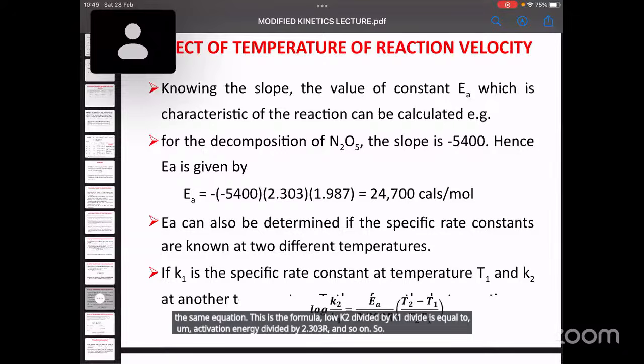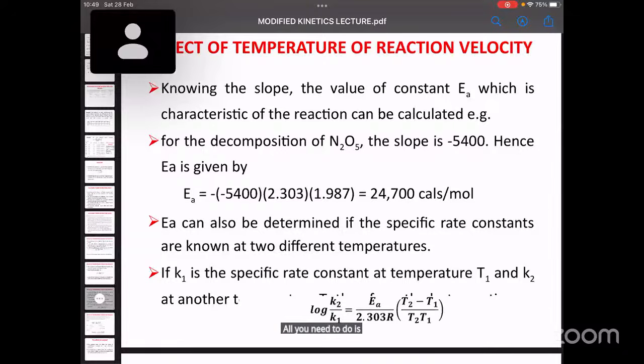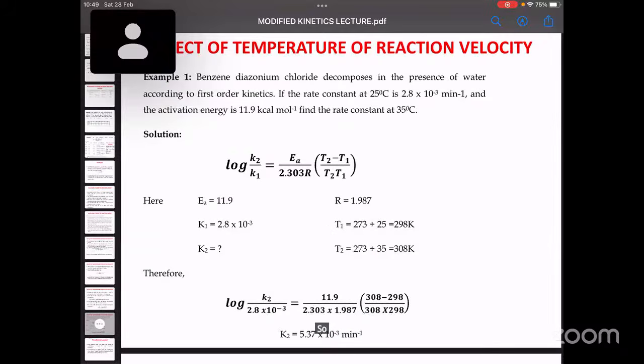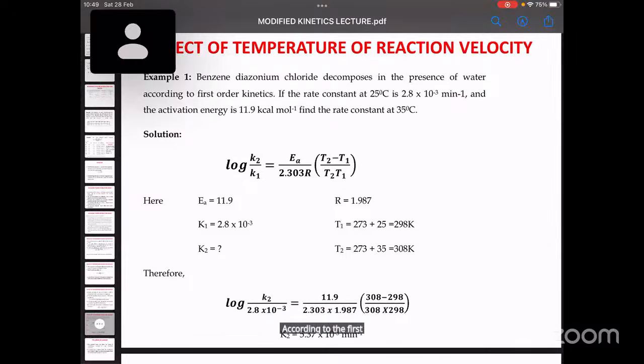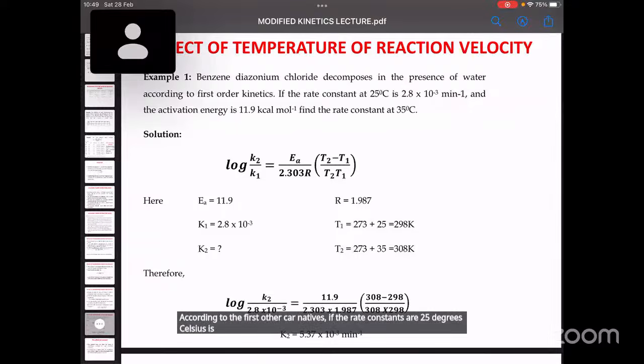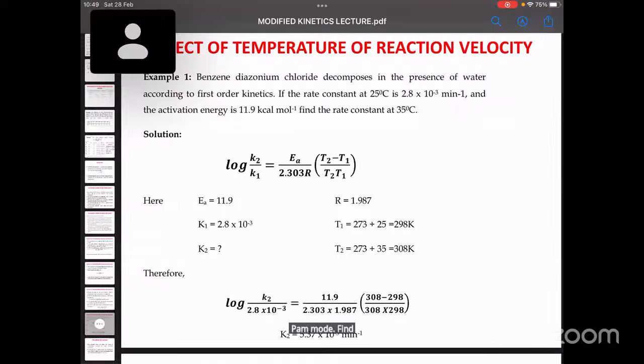So all you need to do is make the activation energy the subject of the formula and get out your value. So this is an example of that. Benzene diazonium chloride decomposes in the presence of water according to first order kinetics. If the rate constant at 25 degrees Celsius is 2.8 times 10 raised to the power 3 per minute, and the activation energy is 11.9 kilocalories per mole, find the rate constant at 35 degrees Celsius.